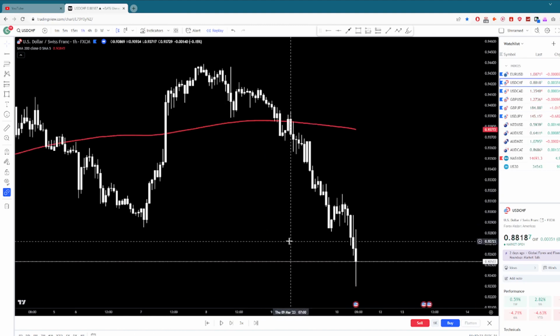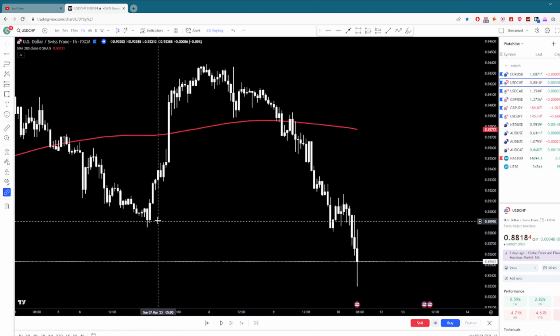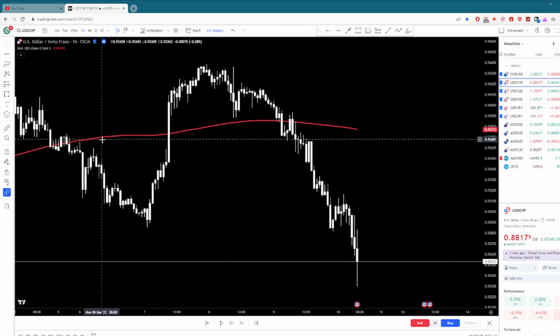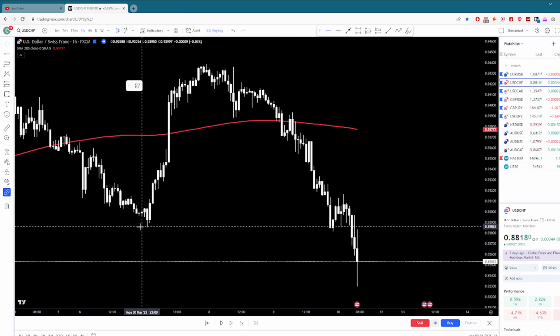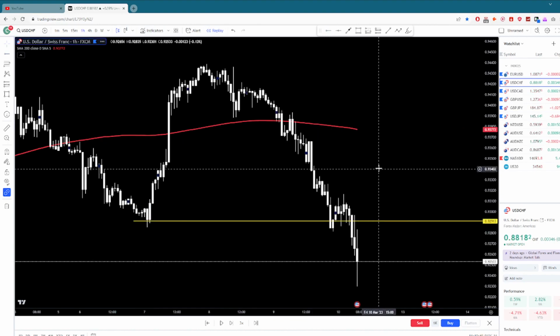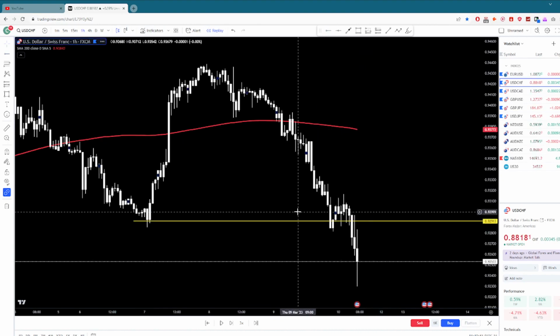Okay, this is 1 hour. So right now I'm not really seeing anything. This could be an area right here, so let me just mark it up. And what I do with areas I'm unsure of is I kind of just use a line.